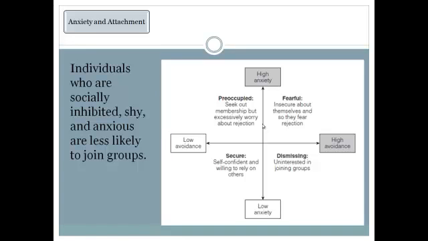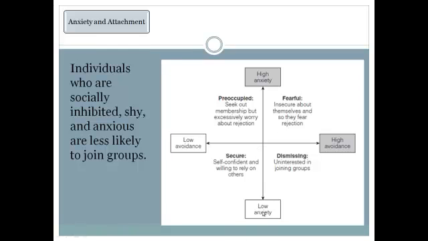Research on attachment has extended to adults, and the idea is that your attachment style of childhood may reflect your attachment style as an adult as well. Bartholomew talks about these two factors, anxiety and avoidance, as factors which reflect a person's attachment style. This leads into four basic attachment styles based on these four quadrants here.